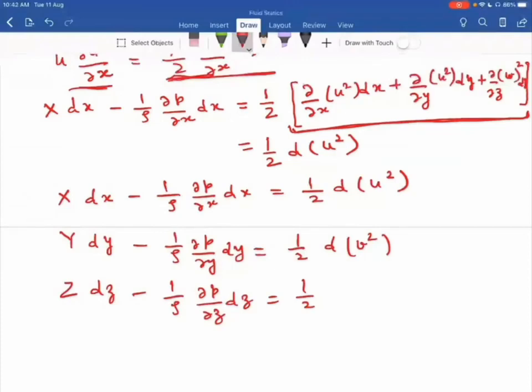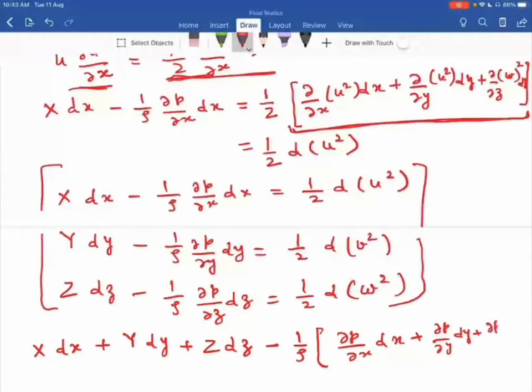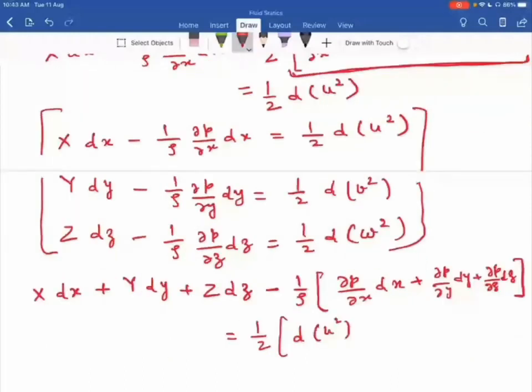Now you have these three relations. So then in next step, I am going to add these three relations. So first I am adding the x first term, that is X dx plus Y dy plus Z dz minus 1 by rho, then I write the bracket ∂p/∂x dx plus ∂p/∂y dy plus ∂p/∂z dz, okay, equal to 1 by 2 d of u square, d of v square and d of w square.